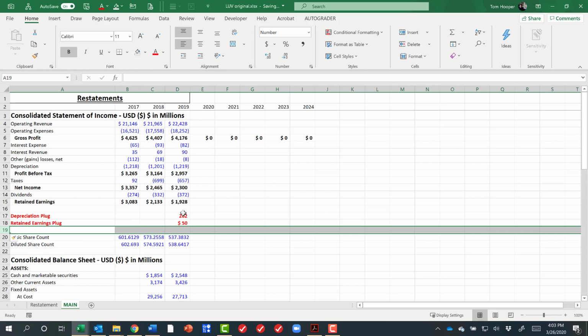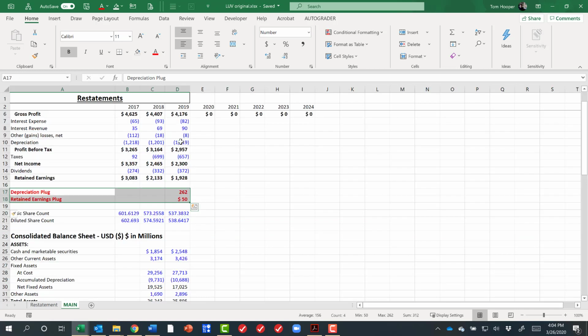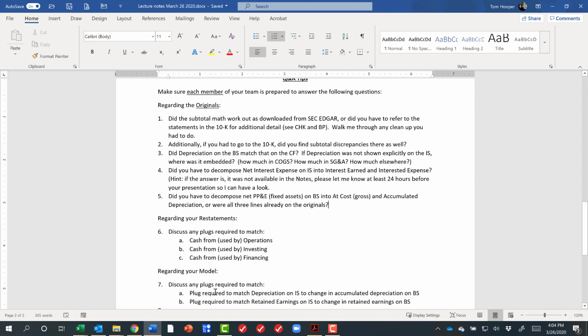Let's get them out of the way and just keep them down here for reference. I moved those down here because I don't want them to affect before tax profit, net income, or retained earnings. I do want them visible because when I ask you during your presentation, did you have a plug required to make your depreciation on the income statement match the change in accumulated depreciation on the balance sheet?